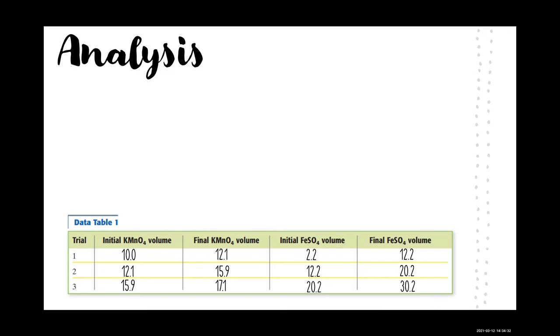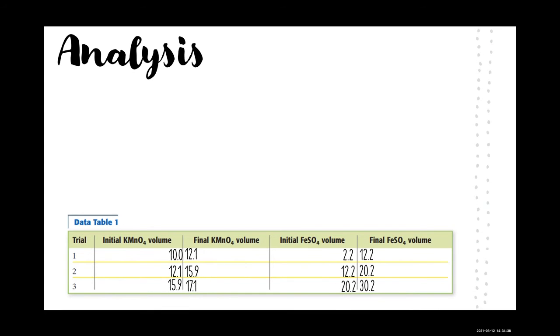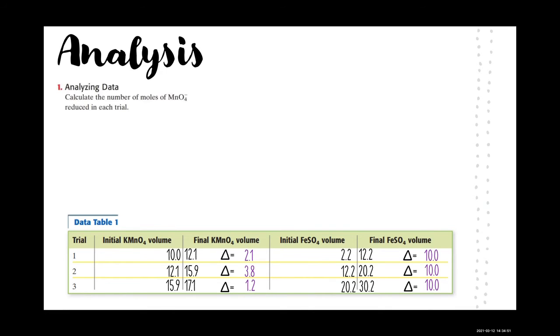So, analysis. Now we know our volumes used. Calculate the number of moles of potassium permanganate reduced in each trial.